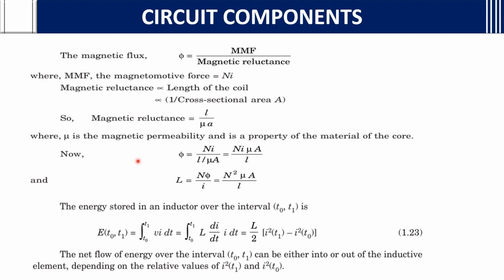This is how the equations are derived, and the energy stored can be found as the integral from t0 to t1 of Vi dt. What is that integral? It is the integral of L di/dt times i dt, since V is nothing but L di/dt. That gives L/2 times (i² at t1 minus i² at t0). The net flow of energy over the interval t0 to t1 can be either into or out of the inductive element, depending on the relative values of i² at t1 and i² at t0.